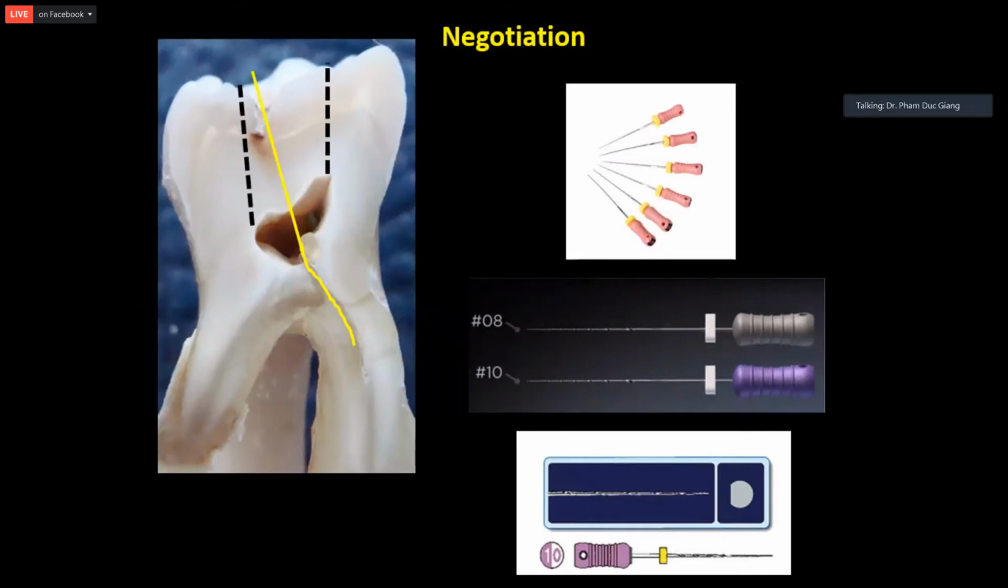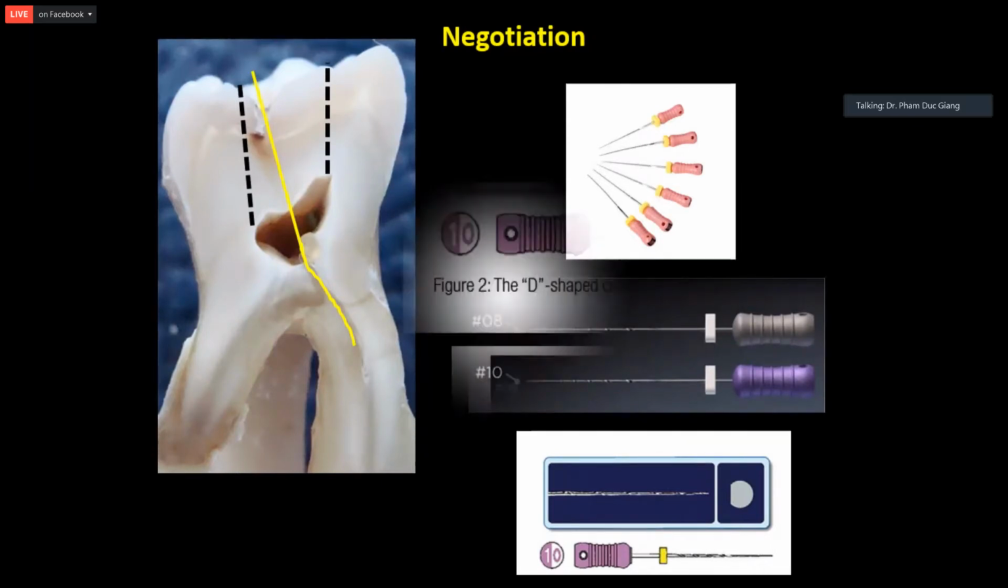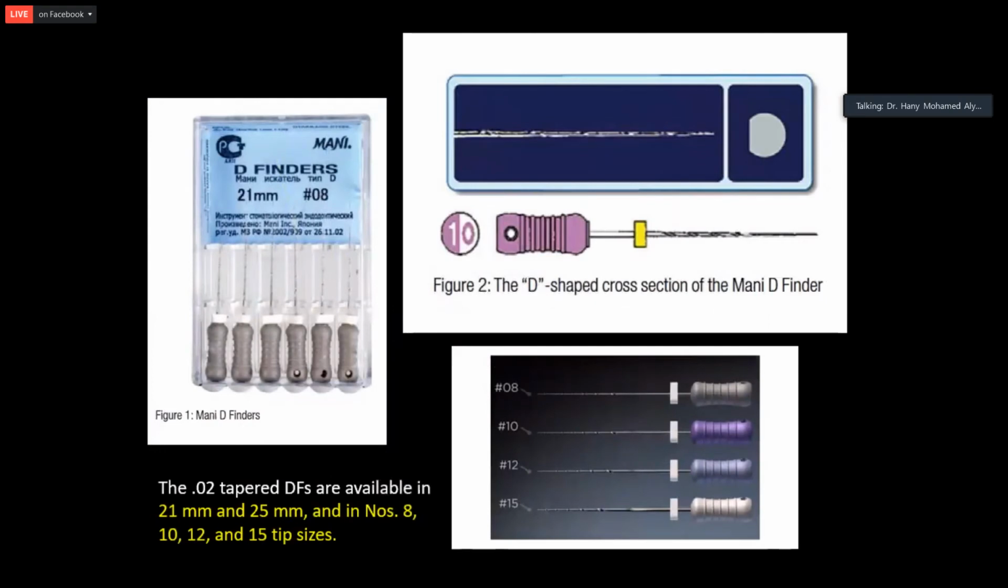Việc tiếp cận ống tủy này thì rất quan trọng trong việc mình có thể điều trị được tốt với răng này, và một dụng cụ mà tôi rất hay dùng đó là D-finder. D-finder is called D-finder because it has a D cross section, and this file has two properties, which is rigid because of the metal core, and it is also a flexible file with a non-cutting tip.